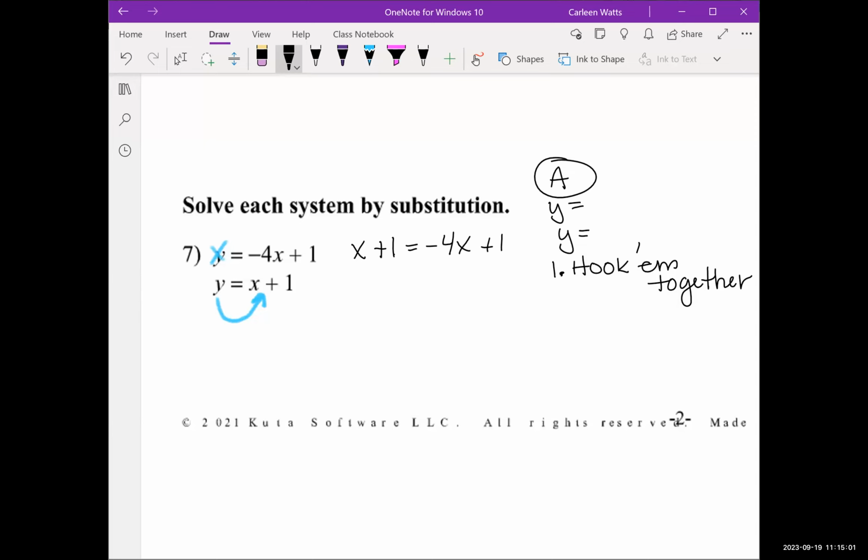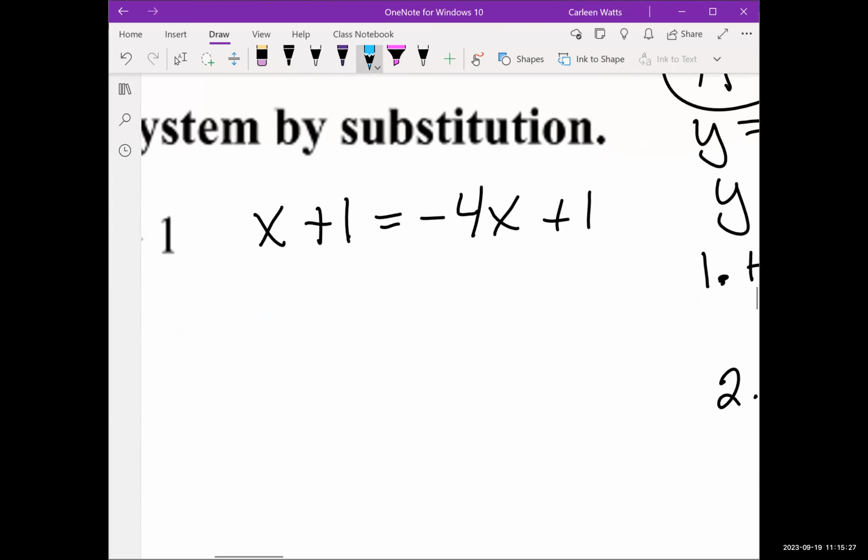Step 1, hook them together. So what do you think I'm going to do next? Solve for x. Okay, so I'm solving for x. I'm going to move all my x's over here by doing the opposite.